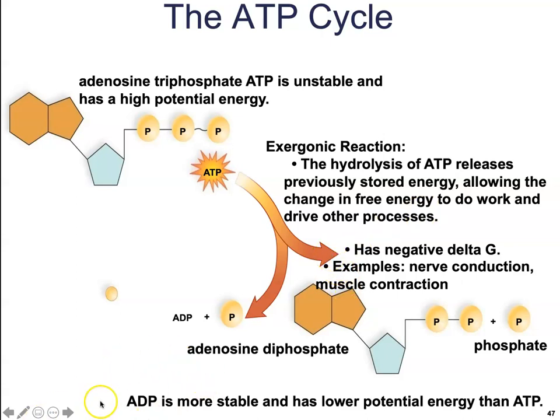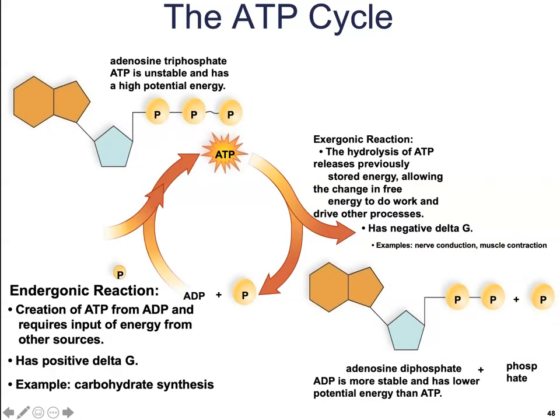Now, ADP, what we have just formed, we've taken an adenosine triphosphate, we've broken one of those phosphate heads, and what we have now is adenosine diphosphate and a phosphate group. All we've done is just snapped that phosphate group off. Now, ADP is going to be much more stable, but it has a lower potential energy than ATP. There's less energy stored in these chemical bonds now that we have broken off this high energy bond.